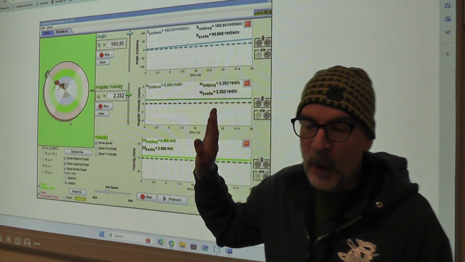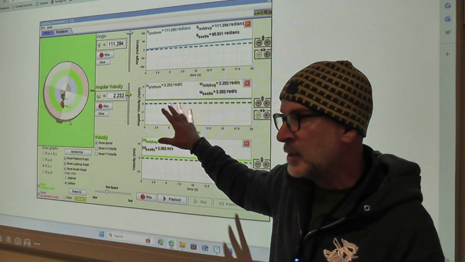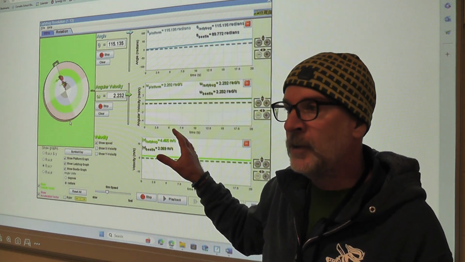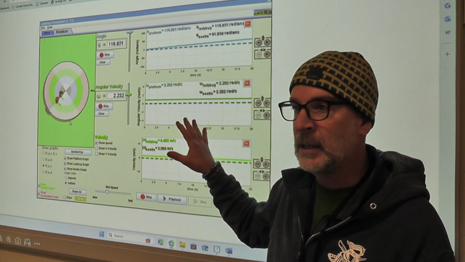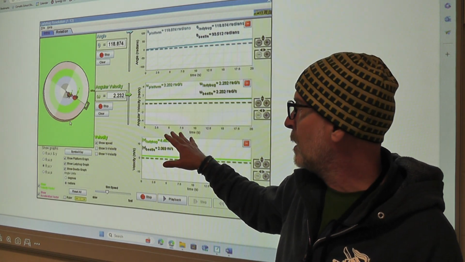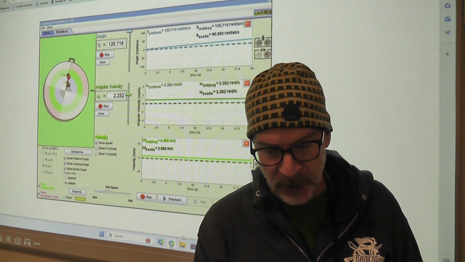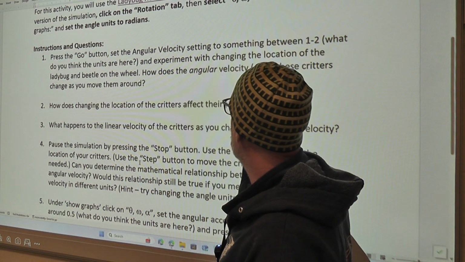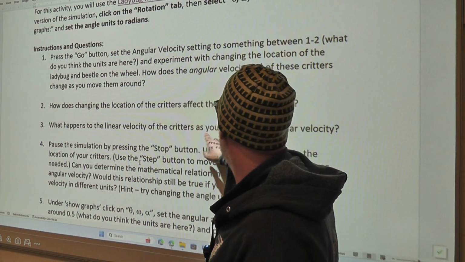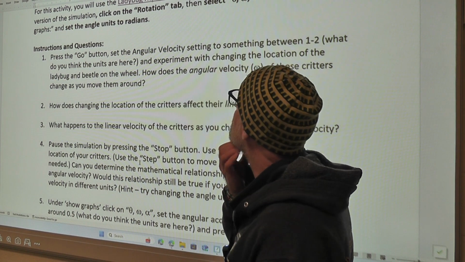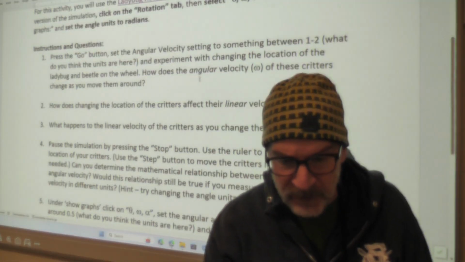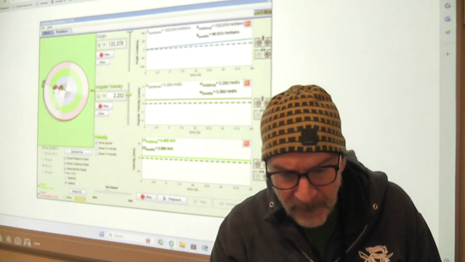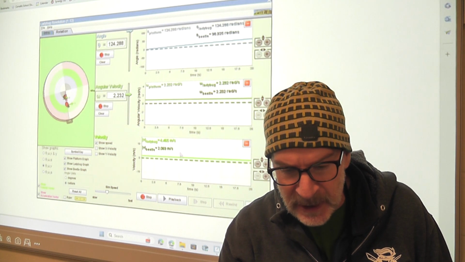So part of what we're going to be trying to do is tie all these things together. So keep working your way through the simulation. If you hadn't gotten to this point yet, you're now at this point where you're making observations about the critters. You're looking at how the location of the critters affects their linear velocity and what happens to the linear velocity as you change the angular velocity. And you can see that visually here. You can also see it graphically here.